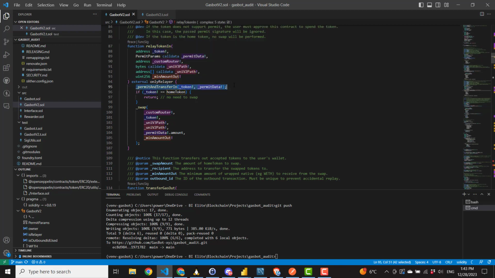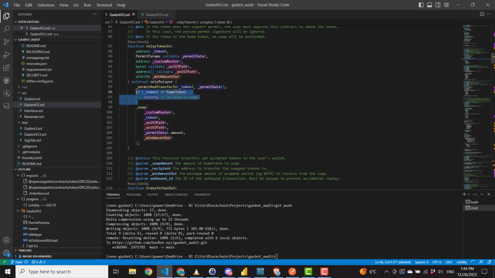Permit and transfer in uses the permit data to grant us allowance to take it, and then we transfer it in. If it's not a permit-supported token, it's just an approval token. Basically, the caller will have to send that approval transaction first, and the permit data that we send in, or the signature, is just going to be blank, and we'll ignore that, and you'll see that in the private function.